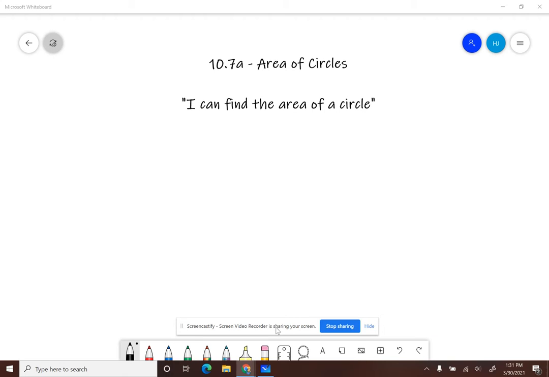All right, guys, we're moving on to 10.7a, which is area of circles, and a pretty easy mission today. I can find the area of a circle, and we really need to go back to area that we've looked at for previous figures. If I'm talking about a rectangle, for example, I would very simply just do area equals base times height, right?